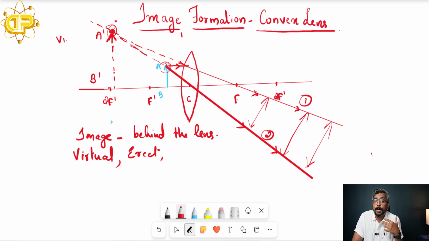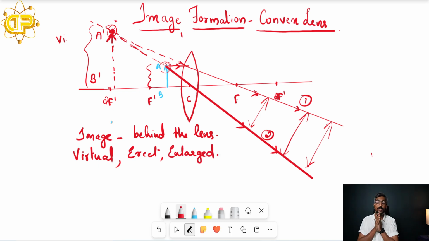And the next thing is, what about the size? So size, you can see here the object is this much, but the image is this much. So we can say it is enlarged. So these are the properties. So there is a high chance for this particular case to be asked in your board exam. Why? Because this is the only special case in the case of a convex lens where you will get a virtual image. And there the virtual image is erect as well as enlarged. So that's all about the 6 cases of image formation by a convex lens.